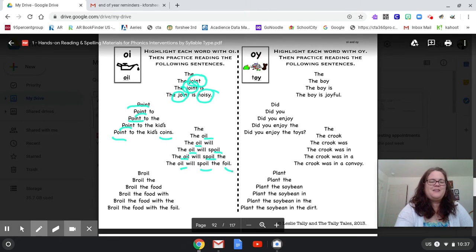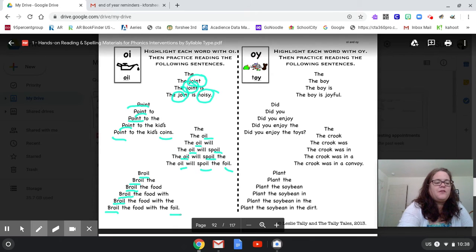Okay. Broil the food with the foil. So if you look closely at each and every one of those words, the oi sound is either in the middle of the word or it's at the beginning of the word. So you can see that has to be the OI.